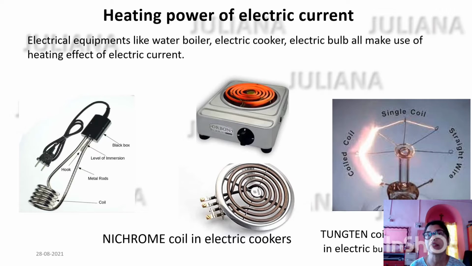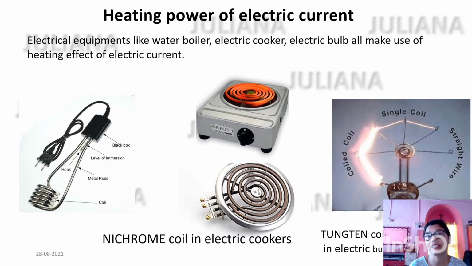Okay, but what if we use this heating power of electric current to cook something, or to iron our clothes, or to heat water in the form of water heaters, or in the form of this electric iron for heating water? Okay, so then there we are making use of this particular property of electric current, which is called as a heating power. Okay, so electrical equipments like water boilers, electric cookers, then electric bulbs, they all make use of this heating effect of electric current.